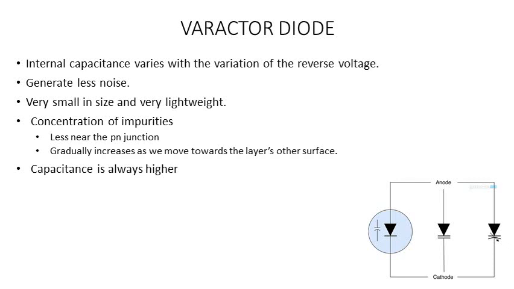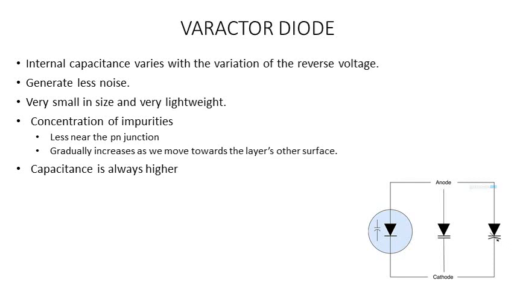Varactor diodes are the ones whose internal capacitance varies with the variation of the reverse voltage. The capacitance can just be changed by changing the voltage across its terminals. It is actually used for storing of the charge. These diodes generally generate less noise compared to other diodes, and they are also very small and lightweight.